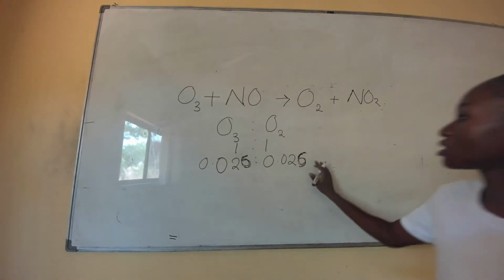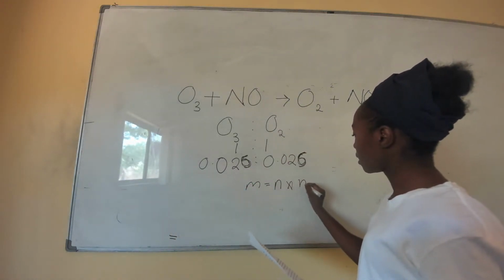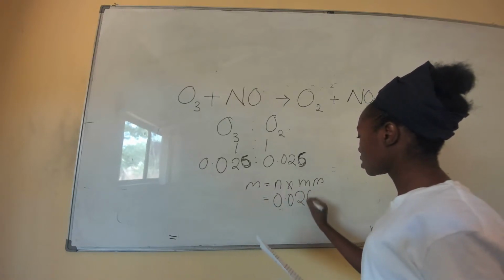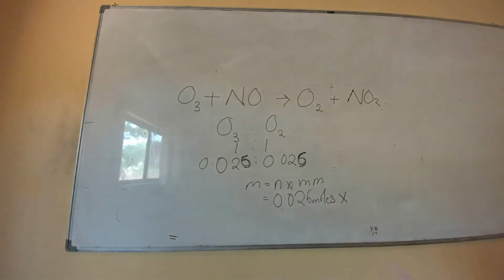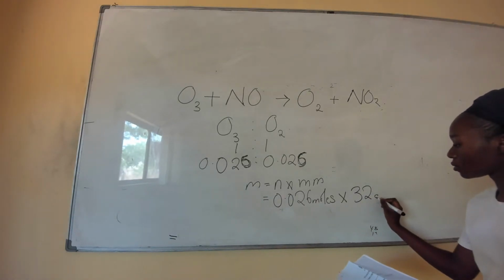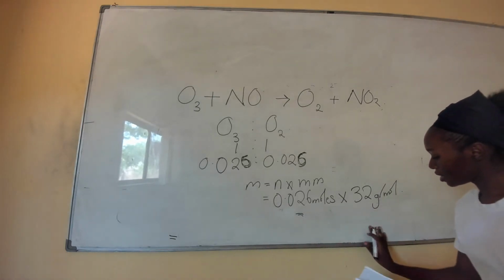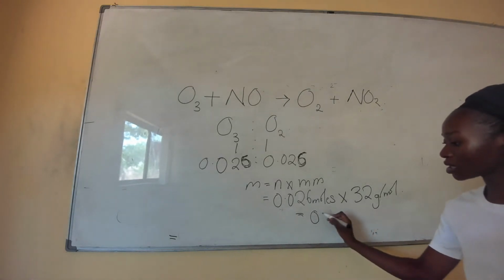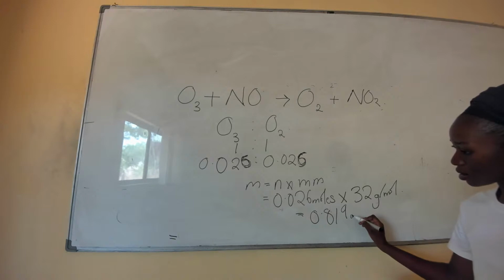From here, we can easily calculate the mass. So we're going to say mass is equal to number of moles times the molar mass. The number of moles we just replaced, which is 0.026 moles, times the molar mass. The molar mass of oxygen is 16 plus 16, which is 32 grams per mole. And then after we multiply, it's going to give us 0.819 grams.